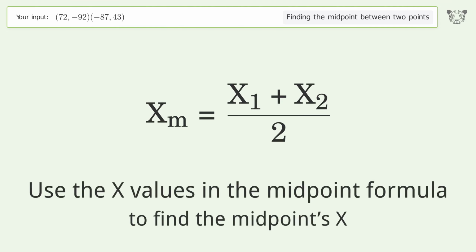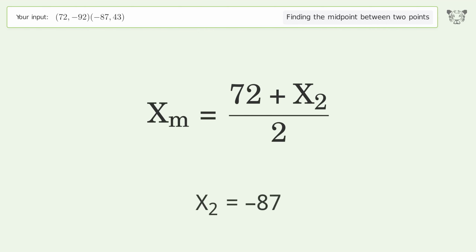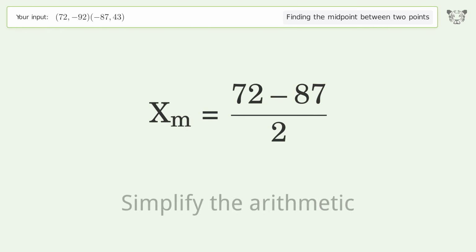Use the x values in the midpoint formula to find the midpoint's x. x1 equals 72. x2 equals -87. Simplify the arithmetic.